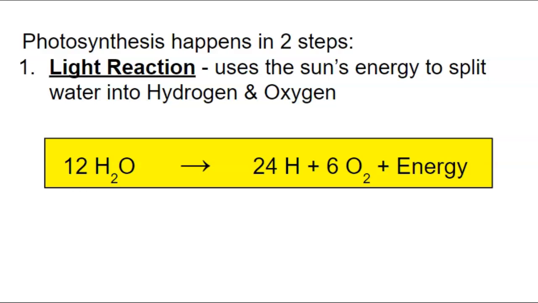So go ahead and write this down. Photosynthesis happens in 2 steps. The first step is what we call the light reaction. The light reaction uses the sun's energy to split water. So we know that plants need water. Okay? They need water, and they use that water and they split it up into hydrogen and oxygen.